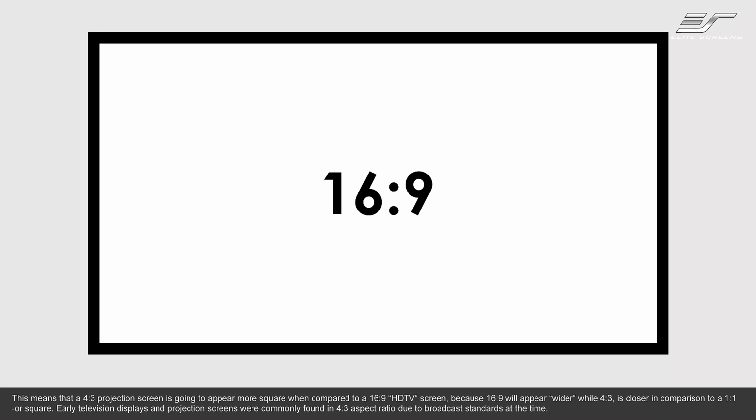Likewise, a 4x3 aspect ratio means that for every 3 units of measurement for height, there will be 4 equal units of measurement for width. This means that a 4x3 projection screen is going to appear more square when compared to a 16x9 HDTV screen, because 16x9 will appear wider, while 4x3 is closer in comparison to a 1:1 or square image.